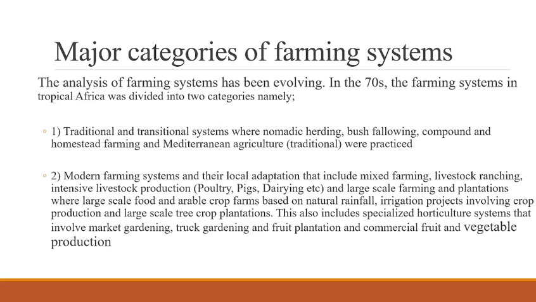So after classifying the farming systems at simple or small scale and based on the local goal, now let's look at the major categories of farming systems. They are major than the ones described because people will only adopt a certain aspect of it. So the analysis of farming systems has been evolving, like in the 70s. The farming systems, for example, in tropical Africa were divided into categories.